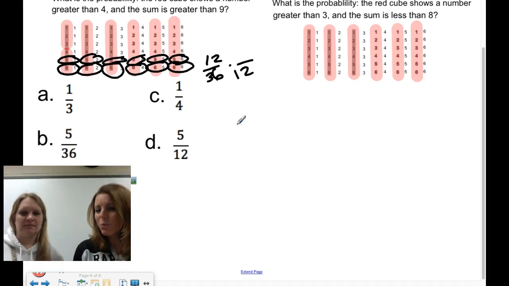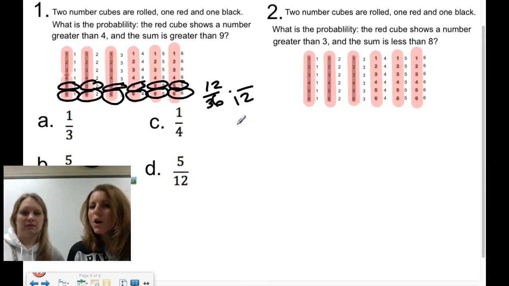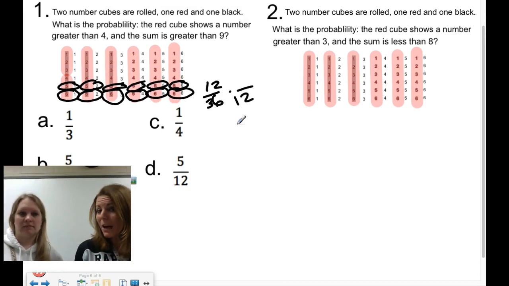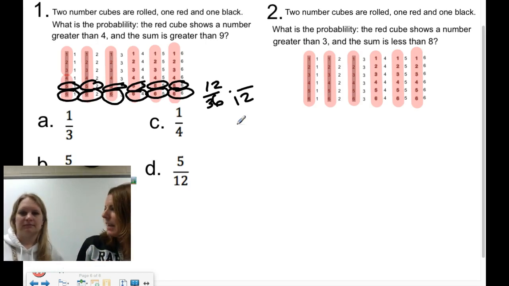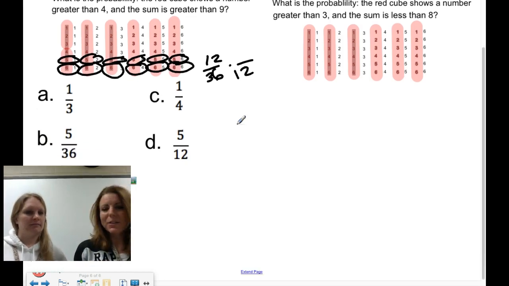And then the next one is: 2 number cubes are rolled, 1 red and 1 black. What is the probability that the red cube shows a number greater than 3 and the sum is less than 8? They can do this one on their own. Pretty easy. And there's your options again.